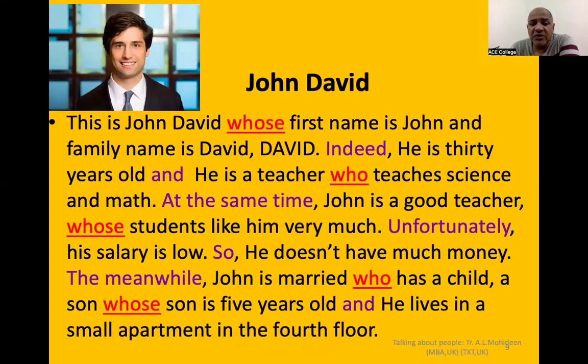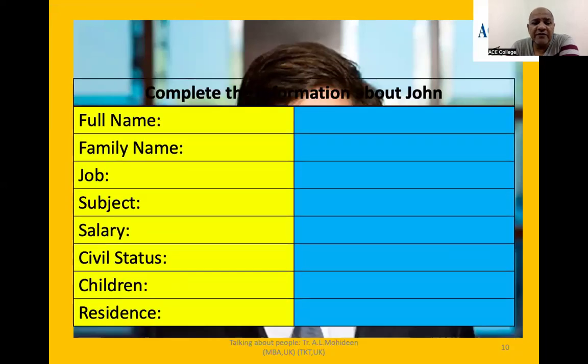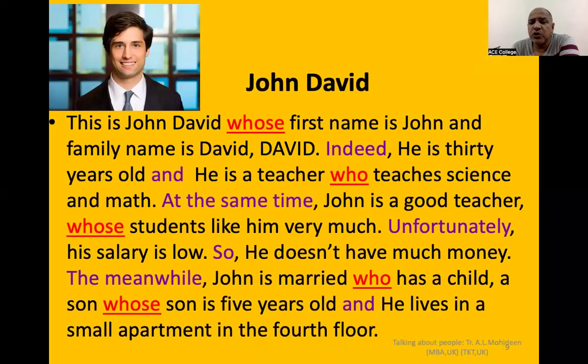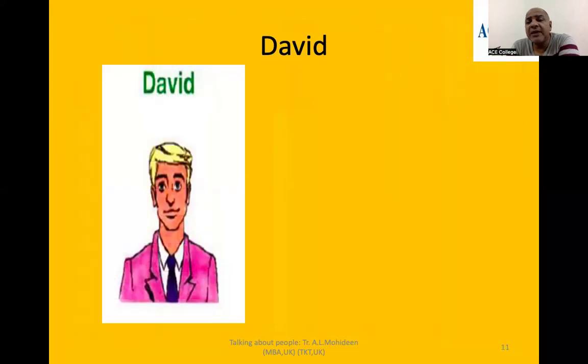What information do you have to keep in mind to talk about this guy? You have to keep in mind full name, family name, job, subject, salary, civil status, children, and residence. Based on this information, you are going to talk about this guy. Okay, so you have to keep in mind how to bring an idea about the person. If you are going to talk about anybody, describe anybody, or present somebody, you have to keep some basic information. Without information, you cannot talk.